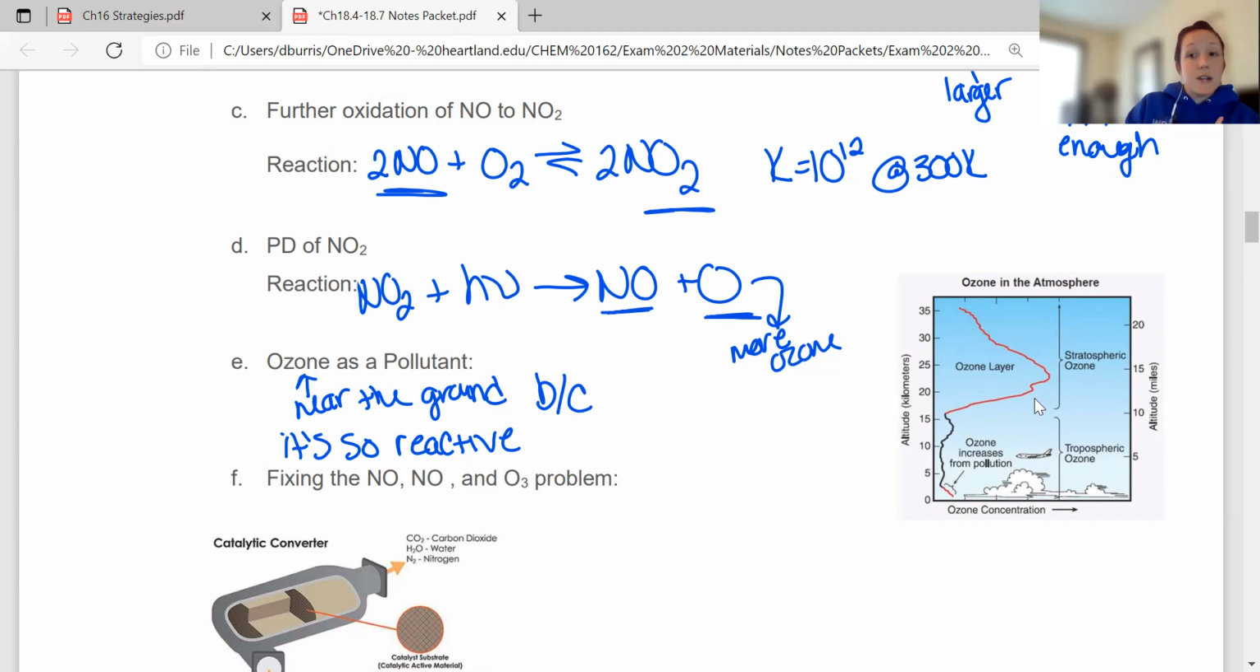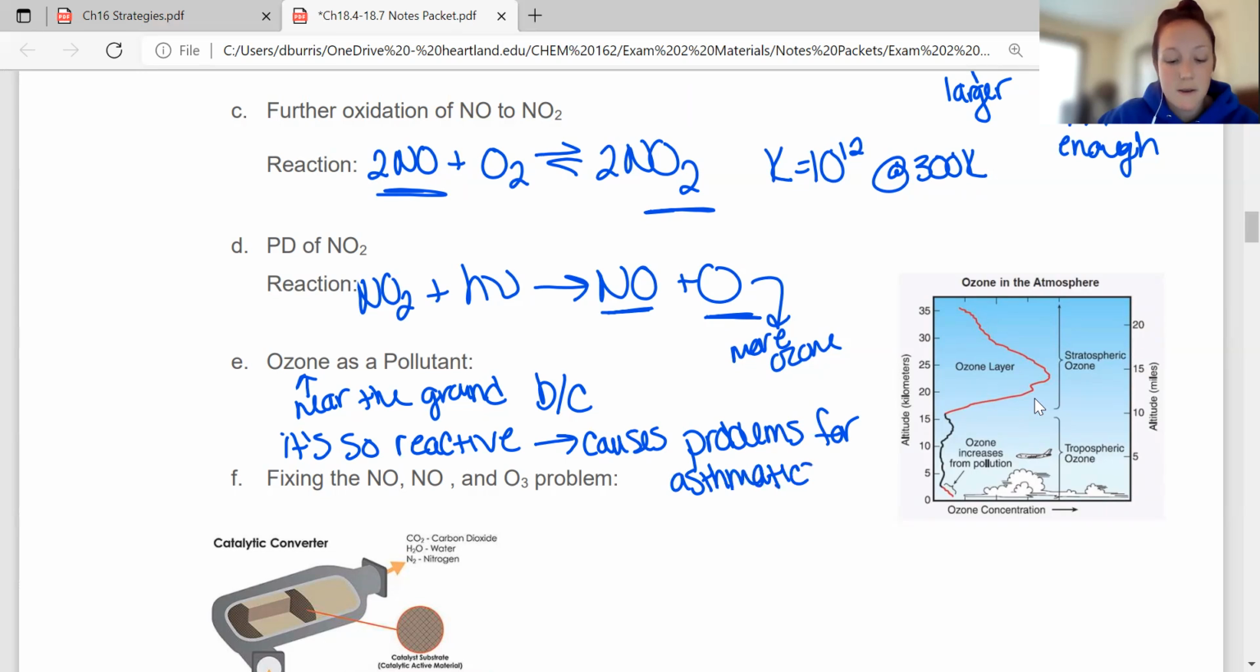But we don't want all those reactions happening close to us because that's going to give off a lot of energy and it's going to break down oxygen that we need. So it's so reactive. It's going to take up some of those O2s. And this really causes problems a lot of the time for people who have asthma and the elderly. So this causes problems for asthmatics and elderly. If we don't have the right percentage of O2 in the air, we can't breathe very well.